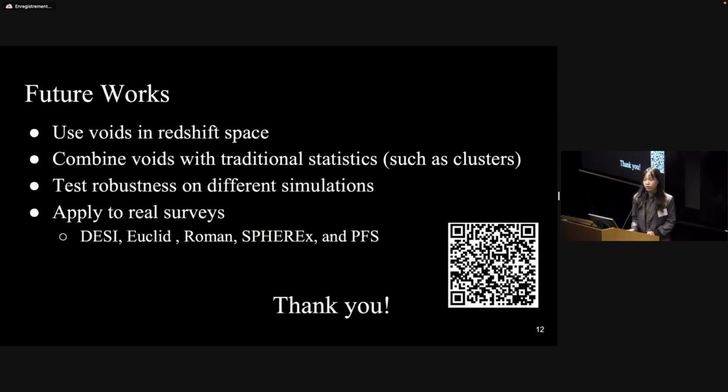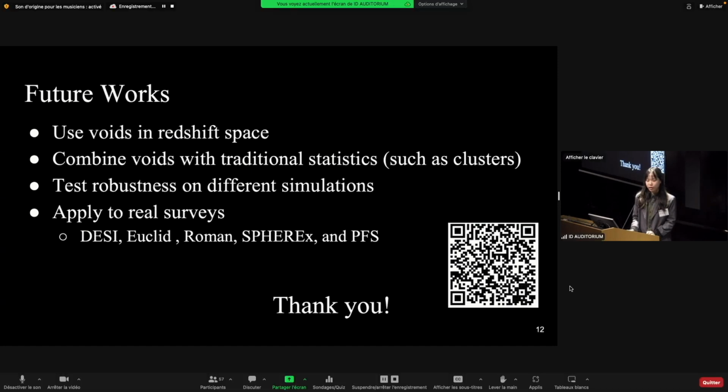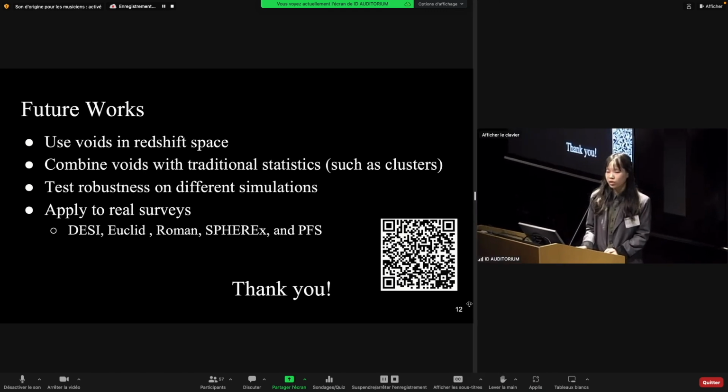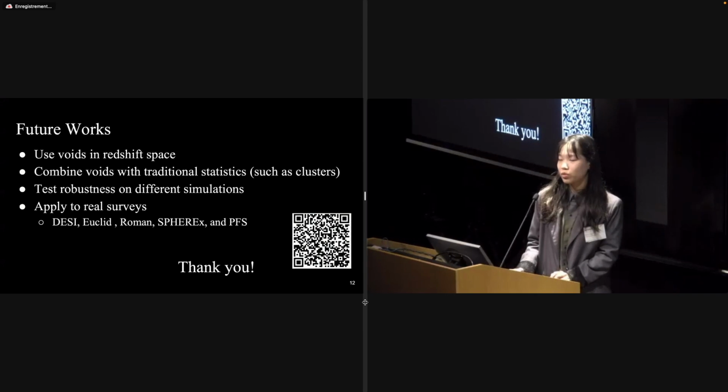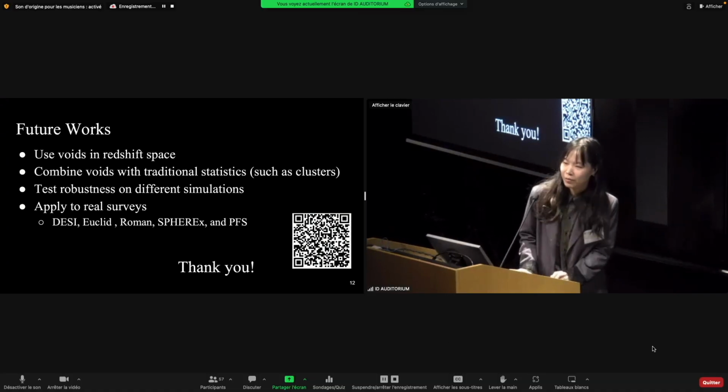So the future work for this would be, first, we're now only using voids in real space in simulation. We want to use the voids in redshift space so that it's more similar to observations. And we also want to explore what happens if we combine the voids with more traditional statistics like cluster information. And also we need to test our models on different simulations so that they're not just overfitting to the training data we have. And finally, we want to apply them to the real surveys so that we can constrain the real universe. And thank you so much.